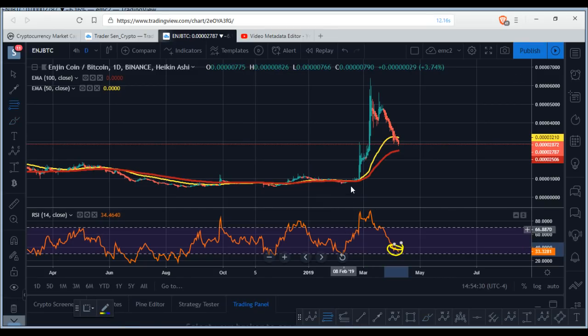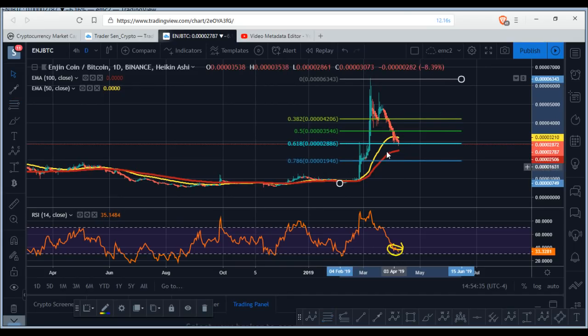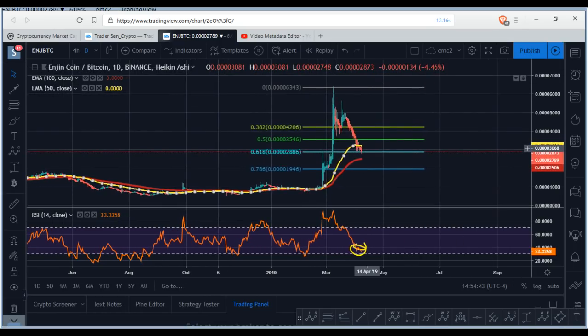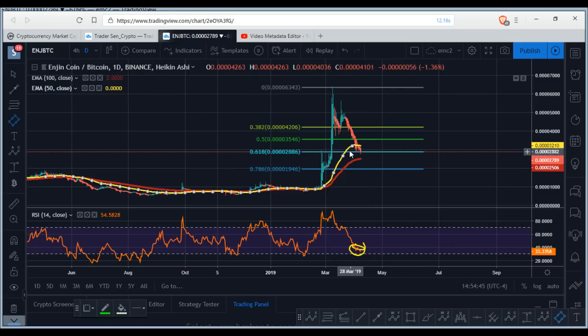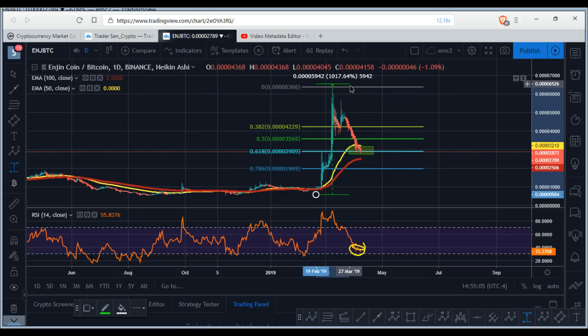So let's take a look at what type of pullback we're getting from Engine. Big move to the upside, almost 0.786. Let's see how Engine is going to handle this area. 0.786, but we're just going to have to wait and see. We could be expecting a move to the upside. Let's say Engine wants to go bullish, that's a very good sign of bullishness.